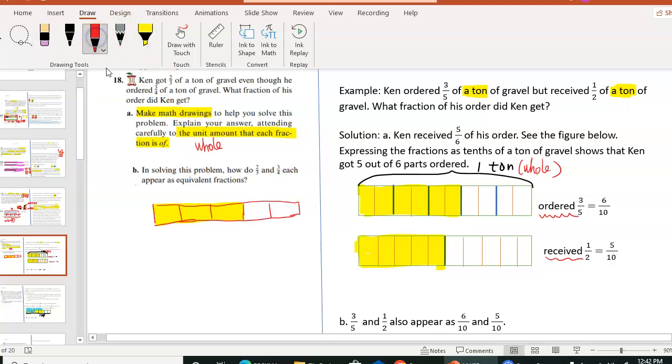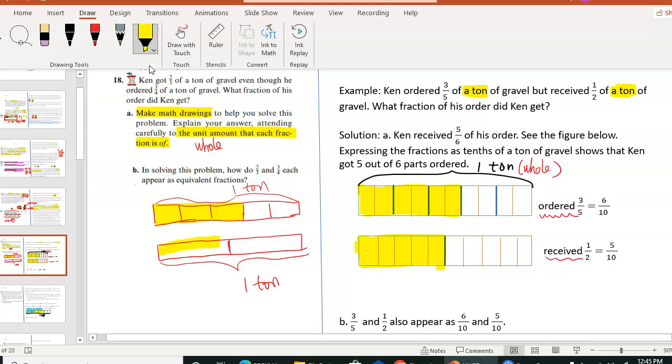So when I draw the second one, I have to make sure it's exactly the same, because for a ton as the whole, this is a ton and this is also a ton, of course the same size. But he received only half of a ton, so we're going to divide this into 2 equal parts, roughly right here, and shade 1 part. That's what he received. And notice that he received a little bit less than what he ordered.